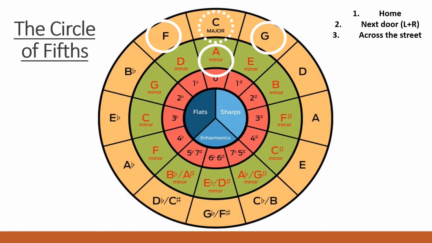So we've got C major as our home key. I go right or left, so I'll go next door, G and F major. I go across the street to A minor. You'll notice that all of the minor keys are opposite a major. That's because every major key has what we call a relative minor. It means that they share similar features, and normally those features are a key signature.